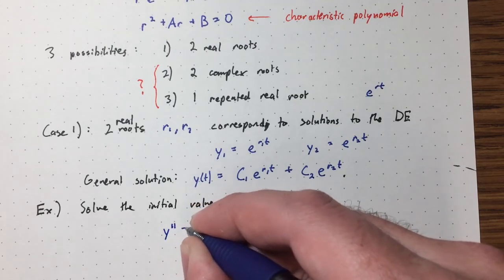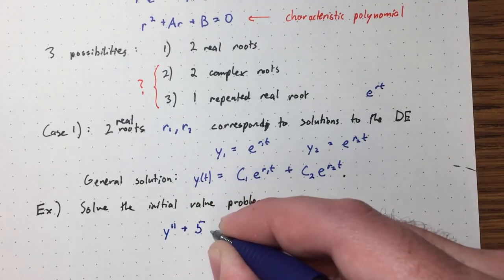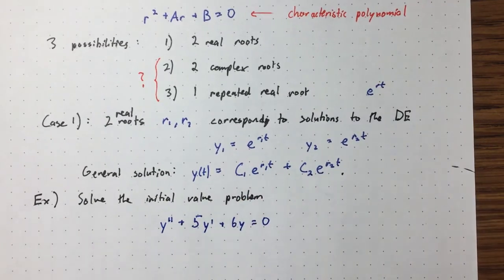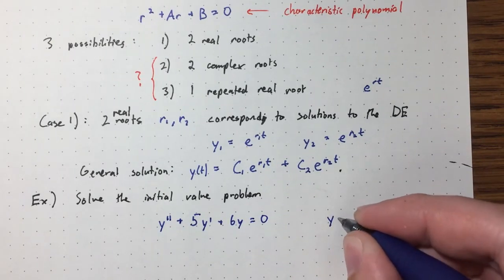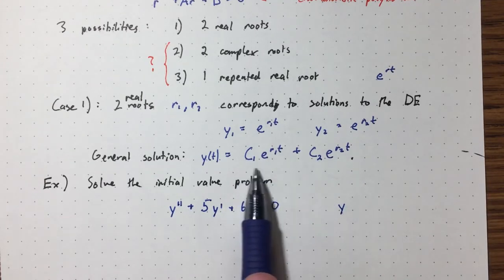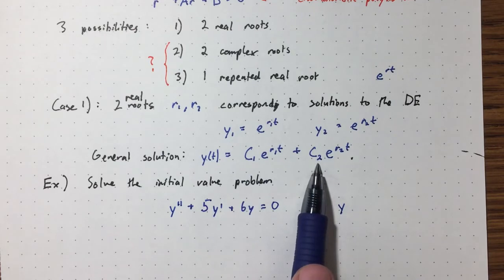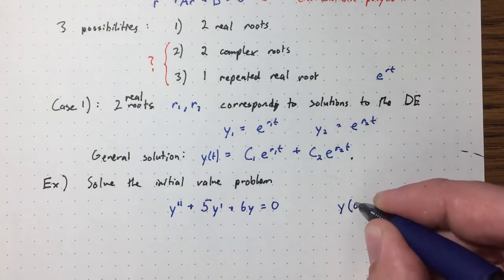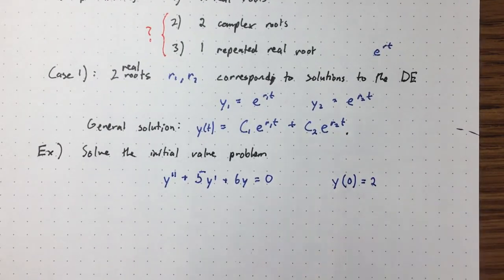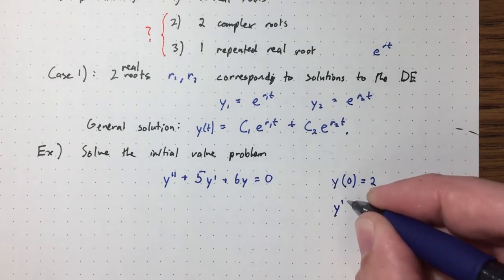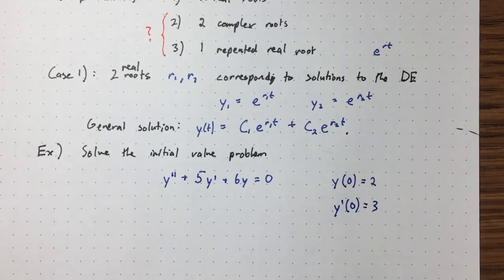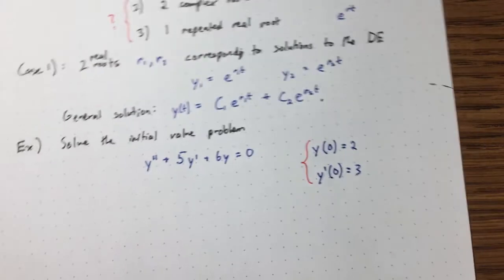Y double prime plus, I'm going to write down a particular differential equation, 5y prime plus 6y equals 0. And here are my initial conditions. I said conditions plural because I actually need to give you two of them. Why is that? Because there are two arbitrary constants that we're going to need to pin down. So how am I going to give you two of them? Often in practice, the way this is done is you give what y of 0 is, and you also give what y prime of 0 is. So y of 0 is going to be 2, y prime of 0, that'll be 3. So these are my initial conditions.